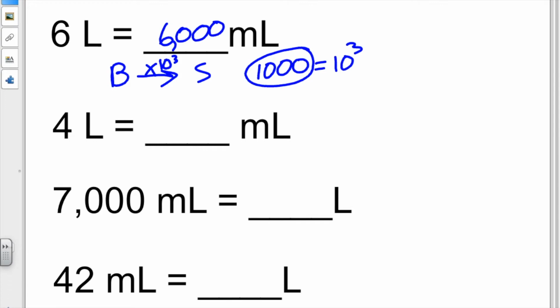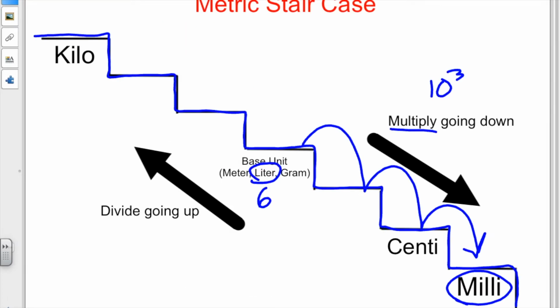All right, your next one is also almost the same. 4 liters equals blank milliliters. Again, liters are big. Milliliters are small. Going from big units to small units, we need to multiply. Going back to your metric staircase again. It's the exact same thing, boys and girls.